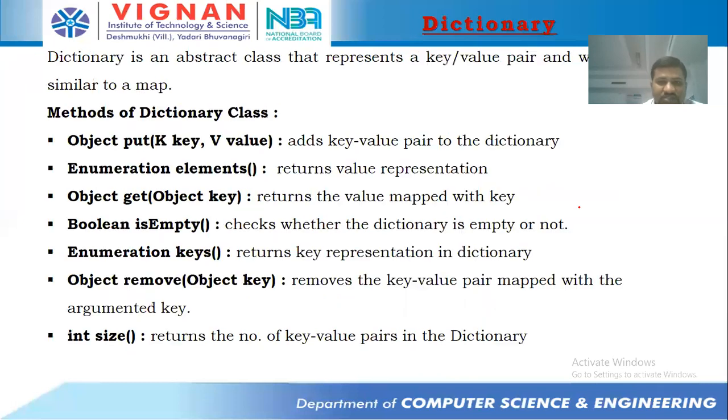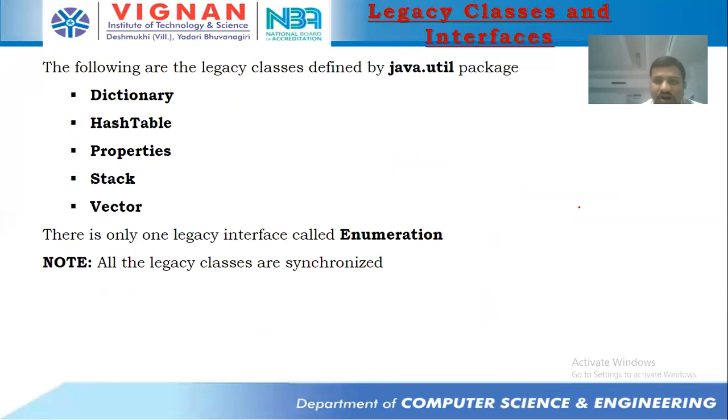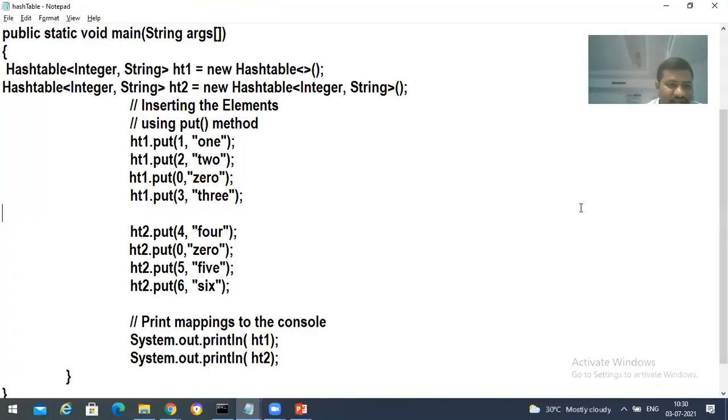So these are the things that we have. These are there before the collection framework. Also, these classes are there: Dictionary, Hashtable, Properties, Stack, and Vector. And generally, Dictionary is an abstract class. Hashtable is a class where we can create an object and insert key value pairs into it. If you insert duplicate values, then what happens in Hashtable?